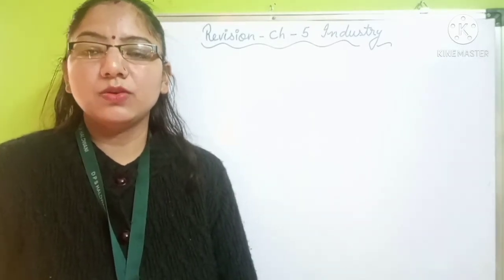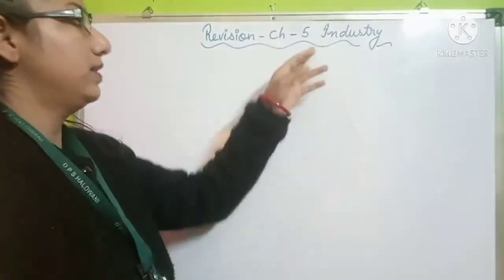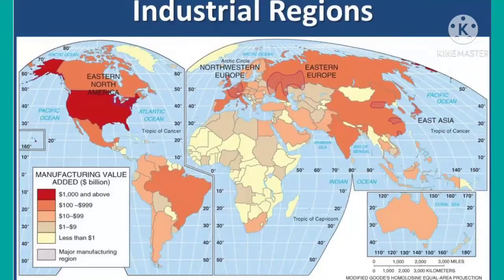Students, today we are going to revise chapter number 5 from geography, that is industry. So students, here we are going to discuss the industrial regions, major industries, and we will also discuss a little about the IT industry, which is situated in India in Bengaluru, and we will compare it with Silicon Valley, California, USA. So let's start.